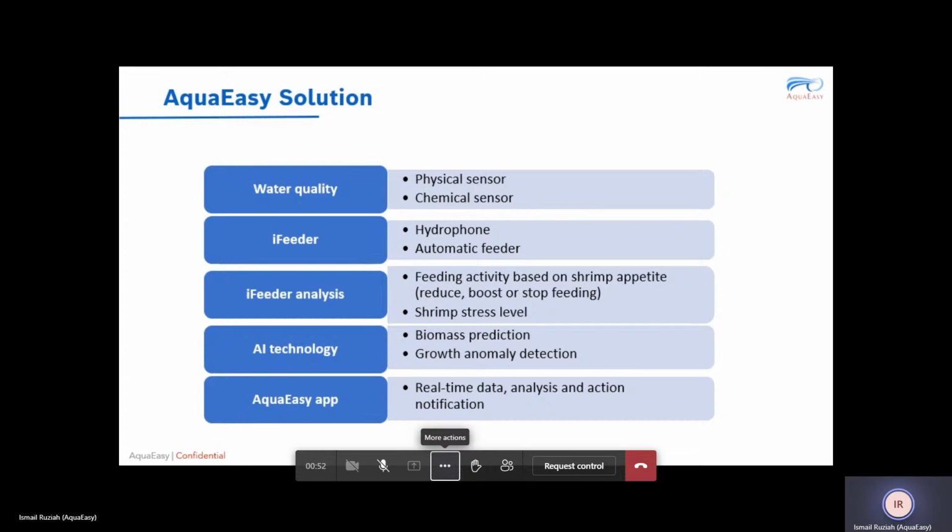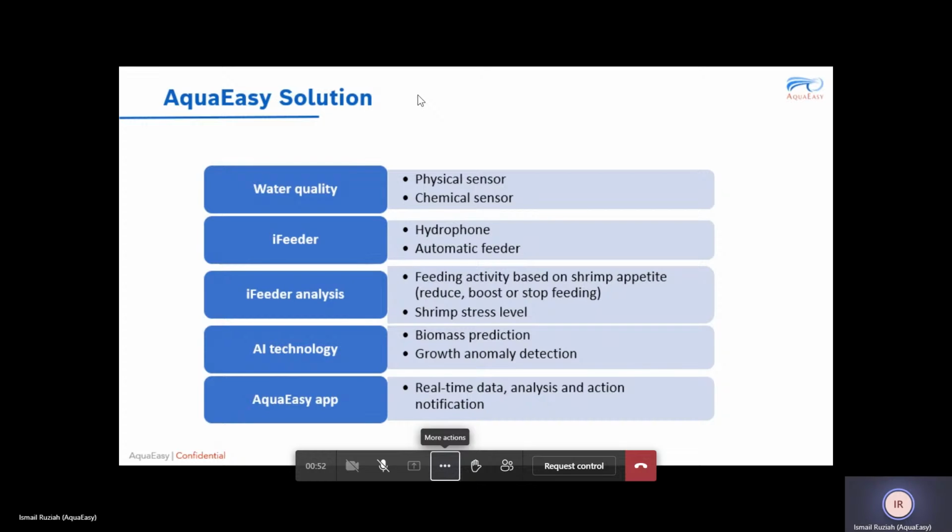Okay, so today's session, basically we will be focusing on the iFeeder. What I'll be presenting will be the results for the iFeeder so far in all the major trials that we've done, both in Vietnam, Indonesia, and Singapore. The results that were collated are based on the original plan to compare the number of ponds that we are comparing. Okay, so I'll go through the details.